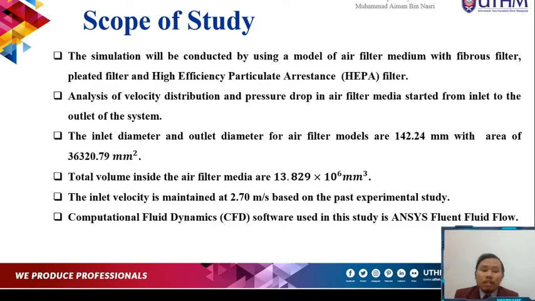The inlet diameter and outlet diameter for air filter models are 142.24 mm with area of 36,320.79 mm squared. Total volume inside the air filter media is 13.829 × 10^6 mm cubed. The inlet velocity is maintained at 2.7 meters per second based on the past experimental study. The computational fluid dynamics software (CFD software) used in this study is ANSYS Fluent Fluid Flow.